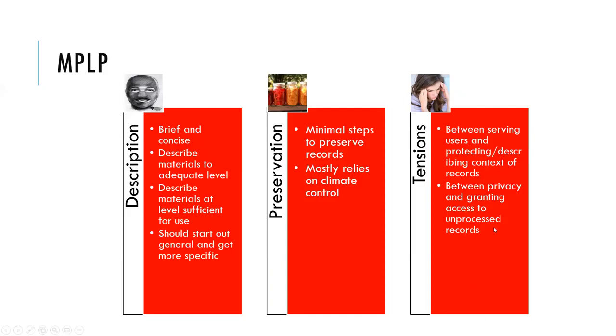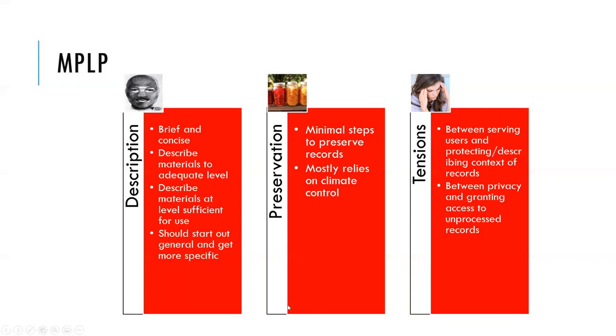And there's also a real tension between privacy and granting access to unprocessed records, or even records that have been sort of minimally processed. So anytime you're not spending a lot of effort working with records and getting to know what's in a collection, that increases the risk that you are going to provide access to materials that may have private information that is going to be shared with whoever looks at a particular collection. So there really is a tension between getting stuff in front of researchers and protecting the privacy of people represented within archival records.